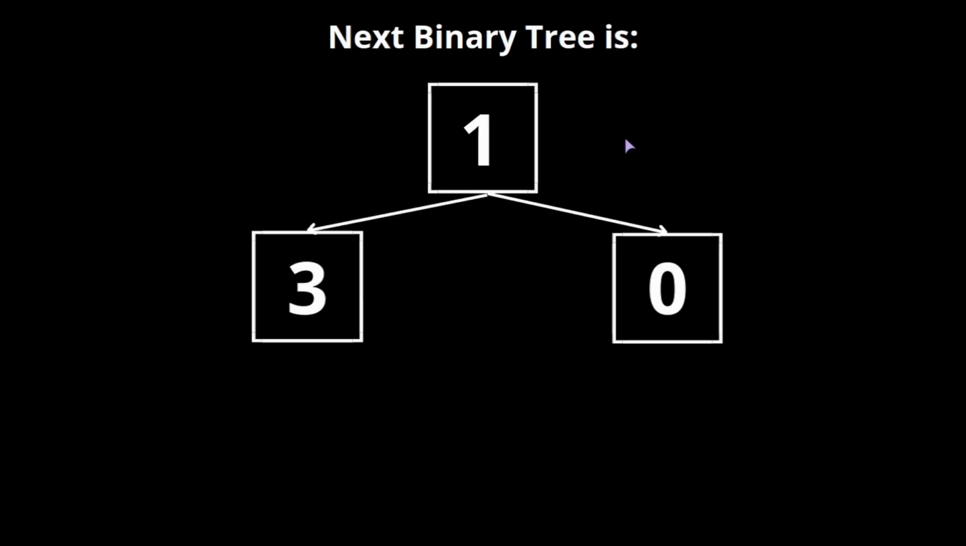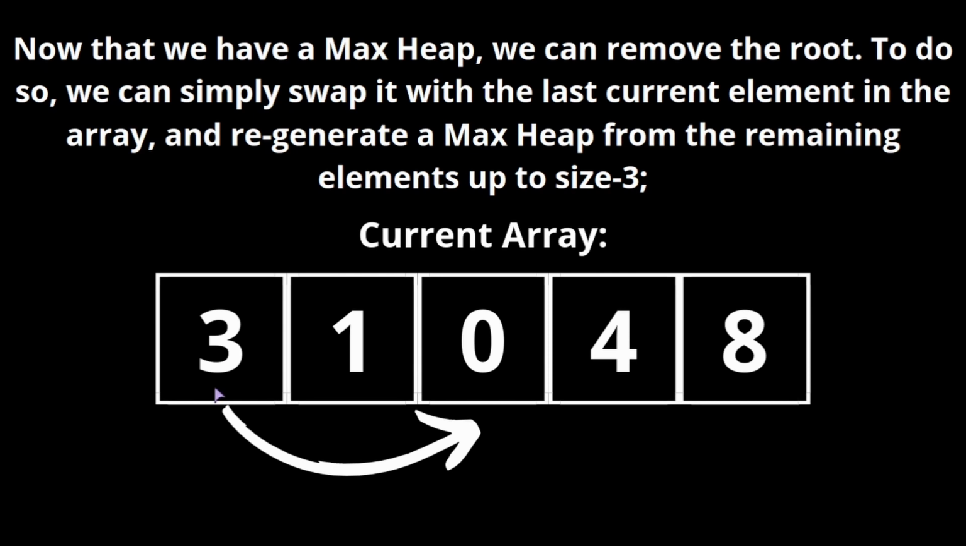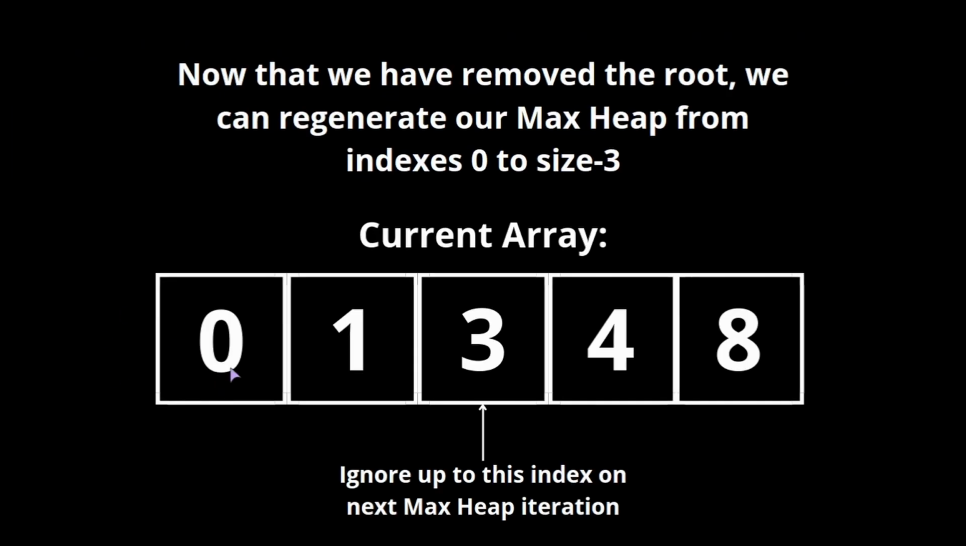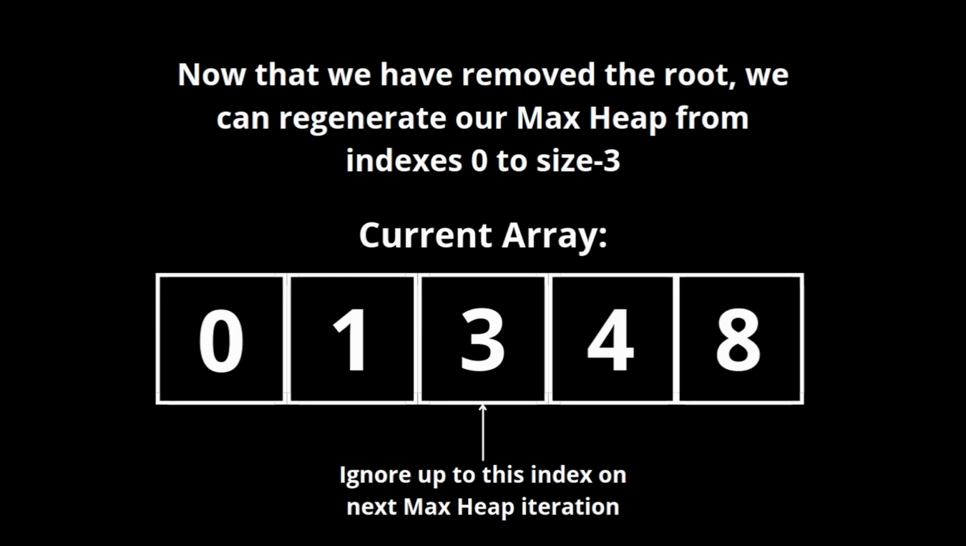And the next one, we're going to call this binary tree, and call max heapify again. We're going to swap 3 with 1, and this is our new array after the max heapify function: 3, 1, 0, 4, 8. So here it is, 3, 1, 0, 4, 8. And next, after the swap, it is 0, 1, 3, 4, 8.